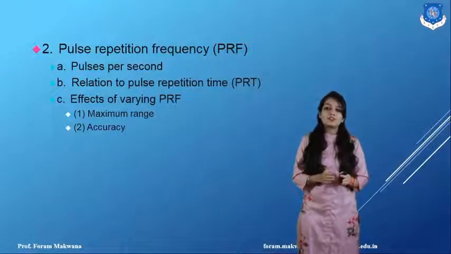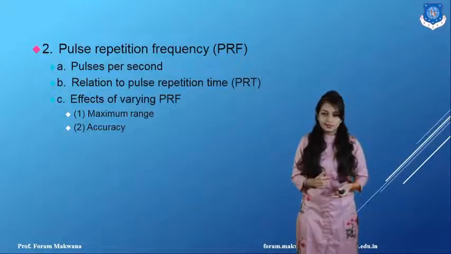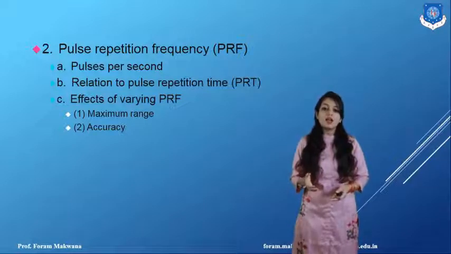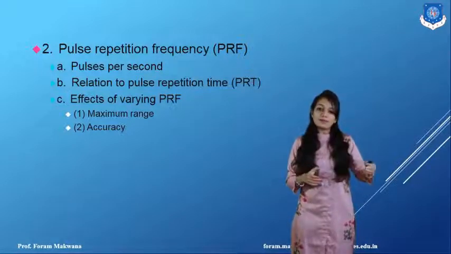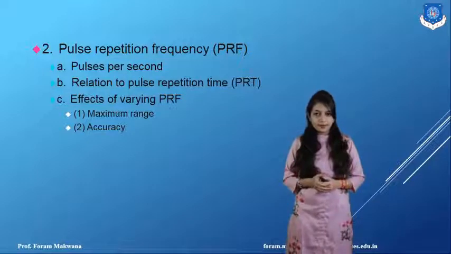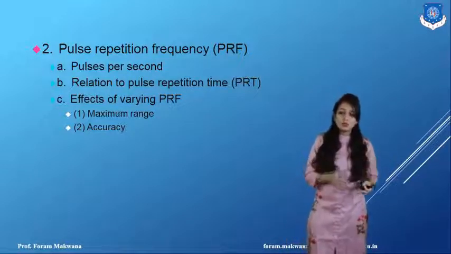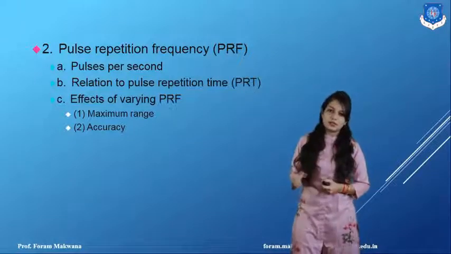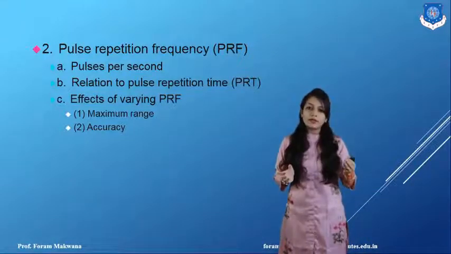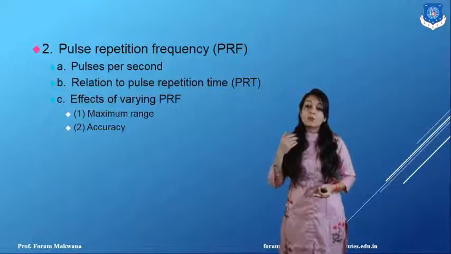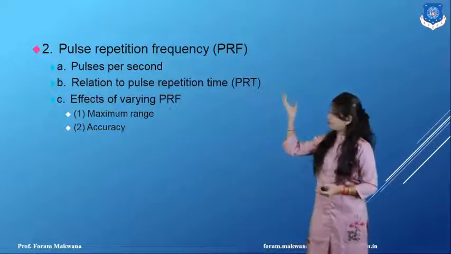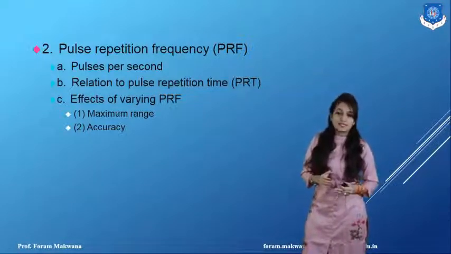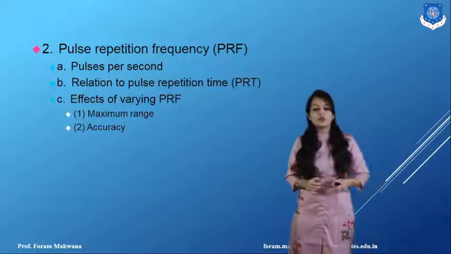Now, the pulse repetition frequency means the pulses per second. That means in 1 second, how many pulses are transmitted? We can also relate the pulse repetition frequency with the pulse repetition time, because PRF is equal to 1 upon PRT. So by varying the pulse repetition frequency, we are able to change the value of maximum range and the accuracy of the radar.